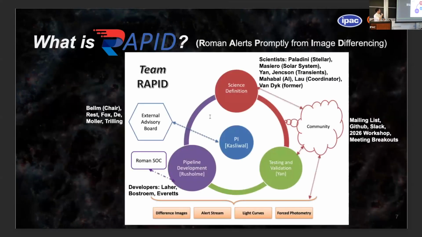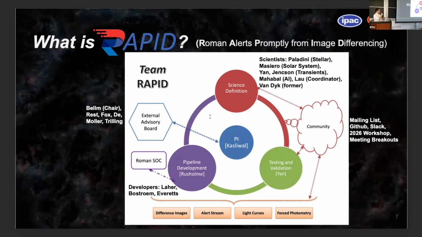So this is just a bit of the structure of our team. Like I mentioned, we're all located here at Caltech. We have a number of scientists working in different areas, from stellar and solar system science out to the extragalactic transients. And I'll mention as well, Ashish Mahabal is leading our work in machine learning and AI. Of course, we're trying to interact with and get feedback from the community as much as we can.